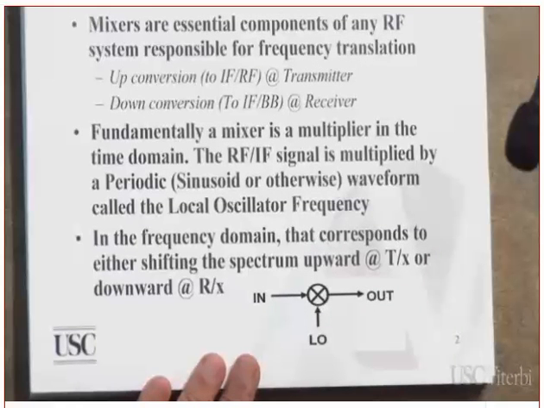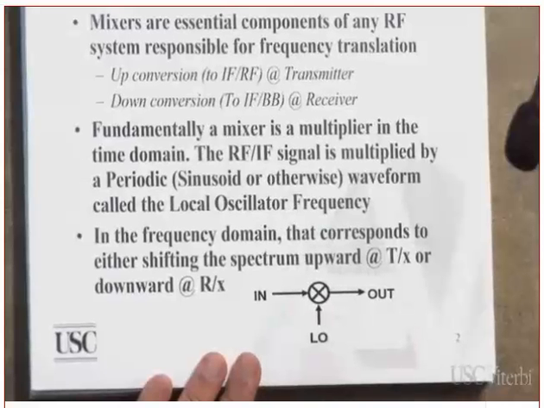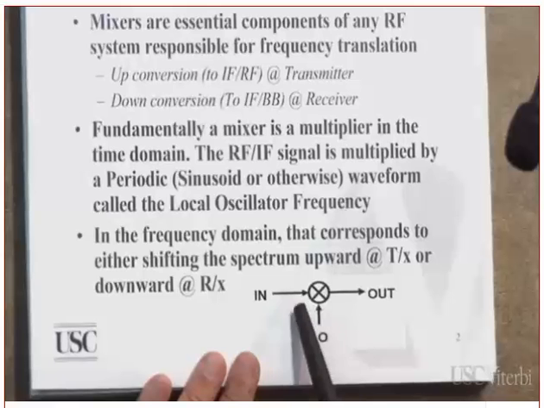Now, as we will see in just a second, we already know that the mixer is a nonlinear device. Why do I know that it's a nonlinear device? I know it's a nonlinear device because it's generating frequency components that were not available at the input. Clear?